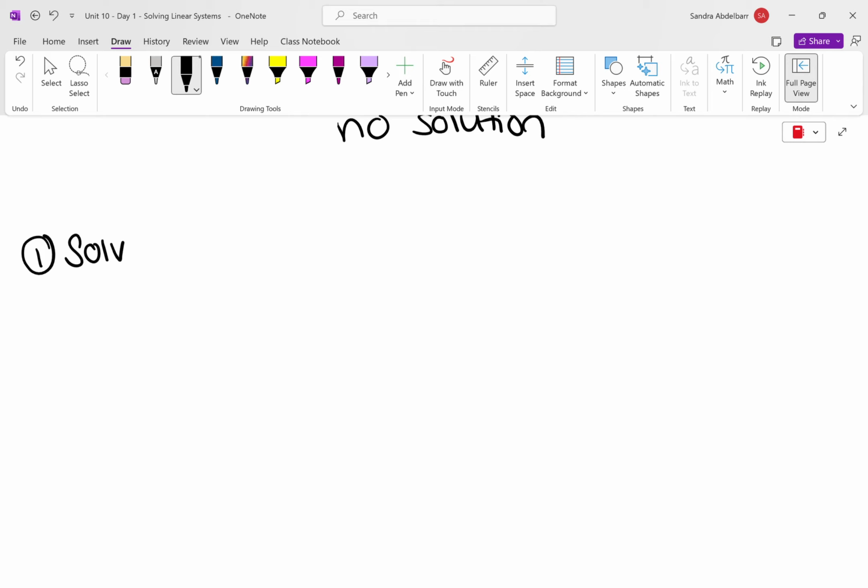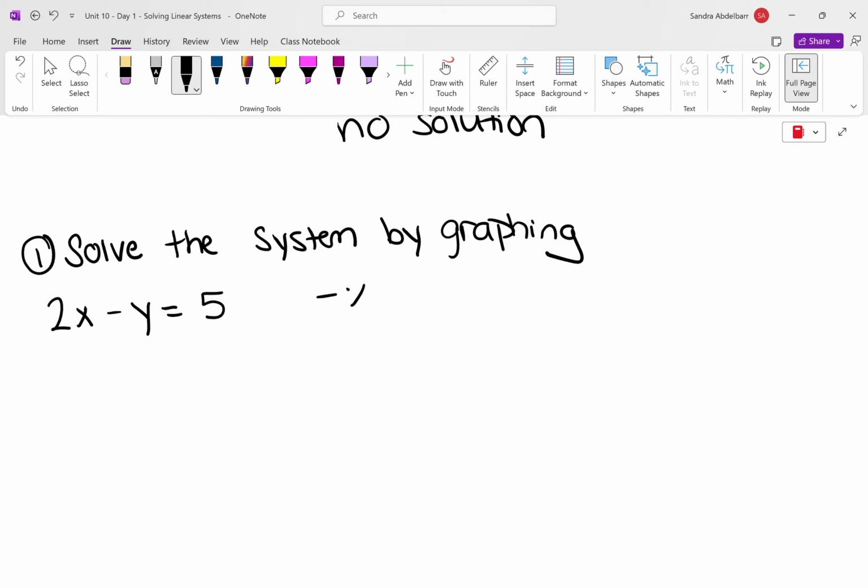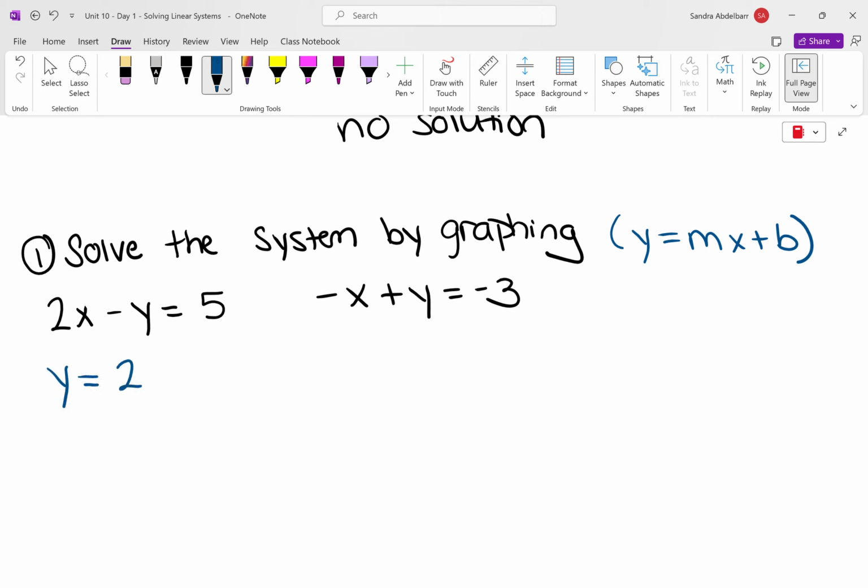Number one, I want us to solve the system graphically, or solve the system by graphing. So I have 2x minus y equals 5, and negative x plus y equals negative 3. Remember from Algebra 1, when you come to graph a line, you want to put it in slope-intercept form, which means y equals mx plus b. So we need to isolate the y. To manipulate 2x minus y equals 5, I'm going to get y equals 2x minus 5. All I did was add over the y and then subtract the 5.